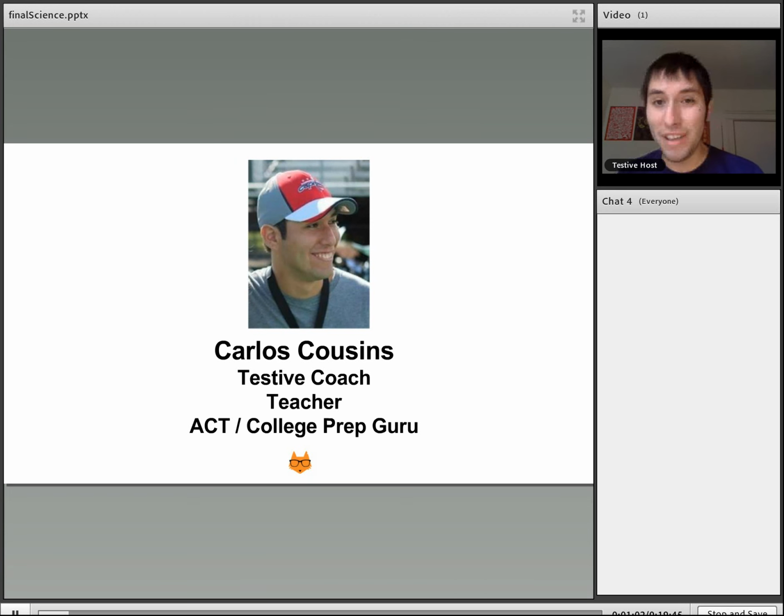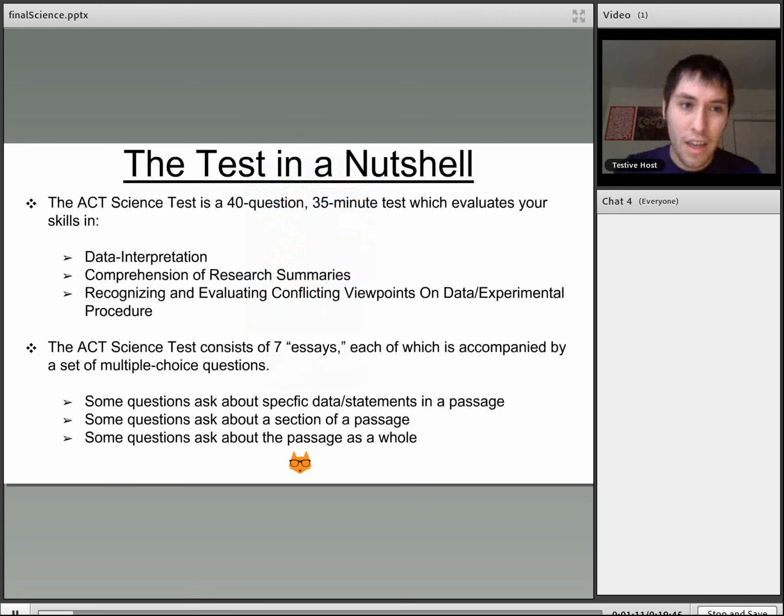The first thing we're going to be looking at is just a general understanding of how the test is structured, what the test is in a nutshell. The ACT science test is a 40-question, 35-minute test, which means that you have less than a minute to answer all the questions that are provided.